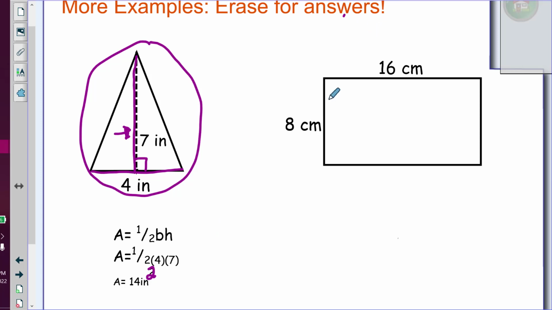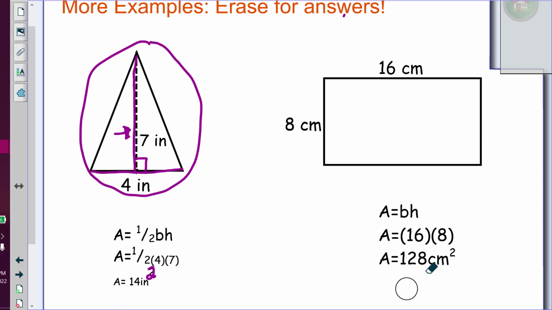Over here, we have a rectangle, so we have to use the correct formula, which would be the area of a rectangle is equal to the base times the height. So what does that give us for our answer? Well, base times height would give us 128 centimeters squared.